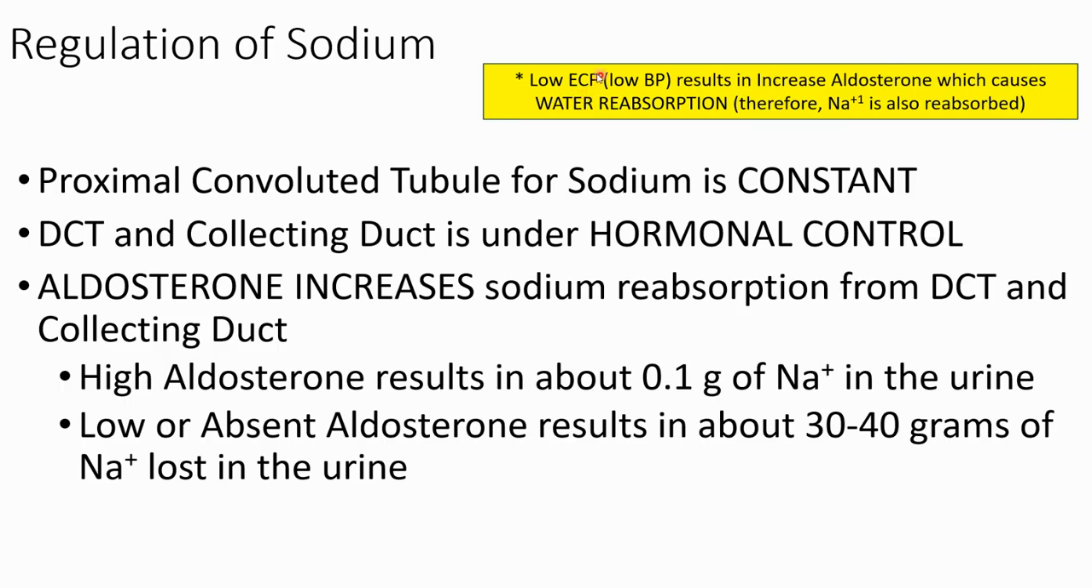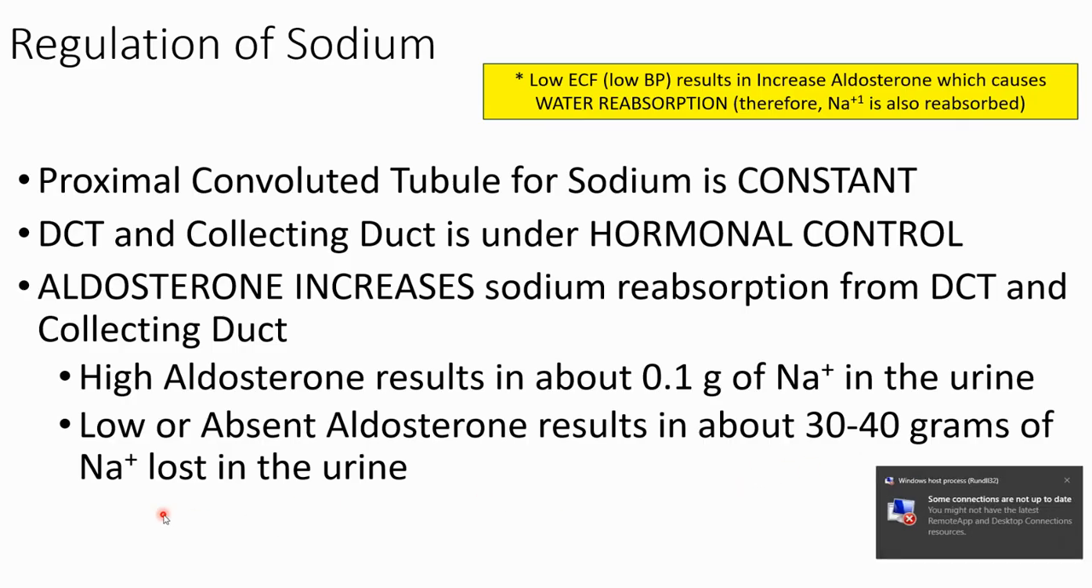So if you have a low extracellular fluid concentration, that means you're going to have a low BP, low blood pressure. That's going to result in increased aldosterone. So remember, low blood pressure causes aldosterone to be secreted, which will cause water resorption. Therefore, sodium is also going to be resorbed. So if you're adding water into the blood vessel, sodium's going to follow. And again, the purpose of aldosterone is to increase blood pressure. So that would make sense. So high aldosterone results in about 1/10 of a gram of sodium in the urine. Low or absent aldosterone results in about 30 to 40 grams of sodium lost in the urine.